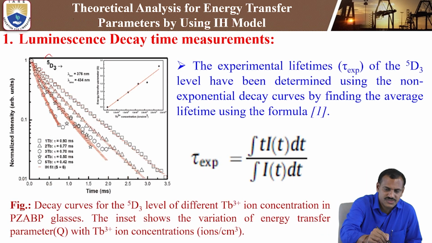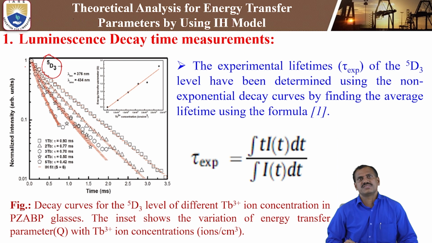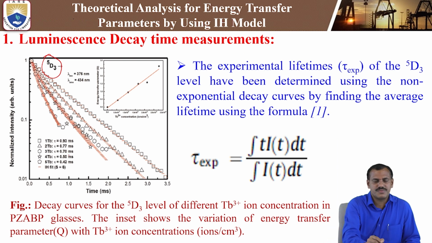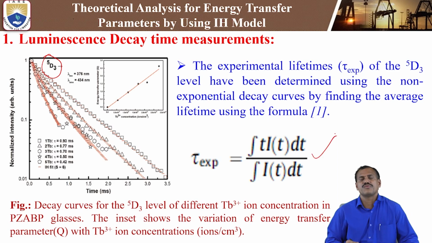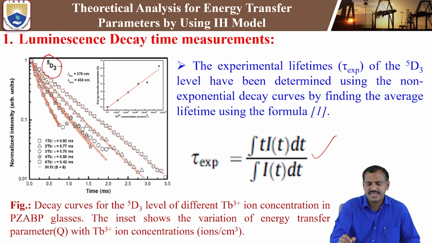This 5D3 level shows completely non-exponential nature, for concentrations from 1 mole to 5 mole terbium. The 5D4 level exhibits completely single exponential nature, but the 5D3 level exhibits completely non-exponential decay curves. These are well fitted by using this formula. The experimental lifetime tau is calculated as the integral of t times I(t) dt divided by the integral of I(t) dt.